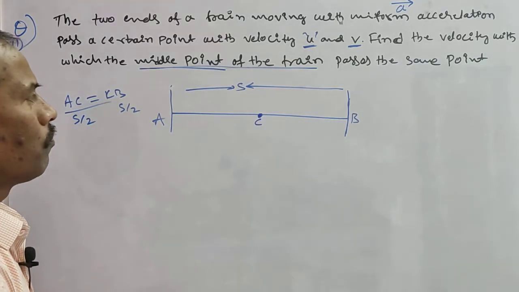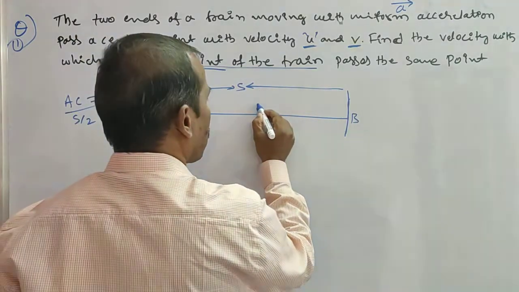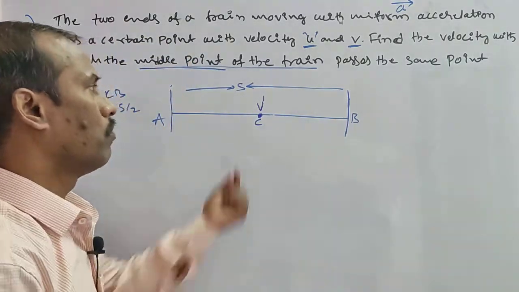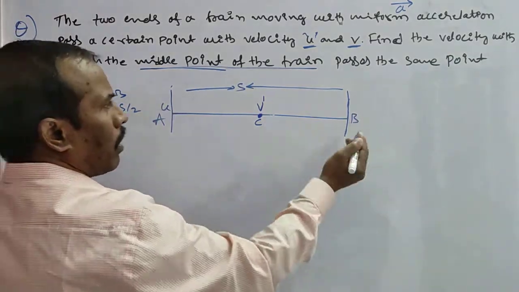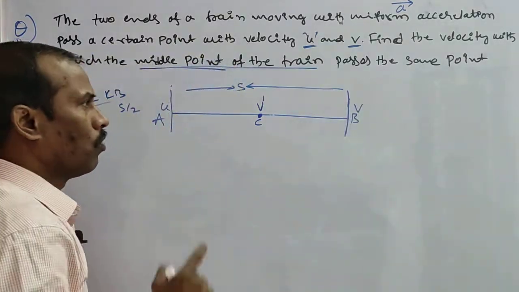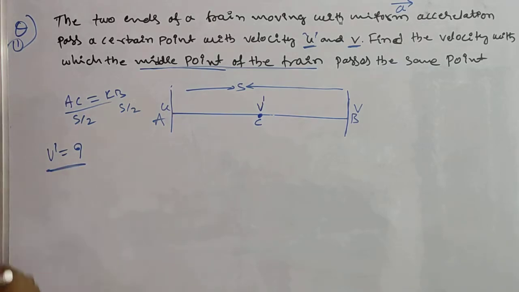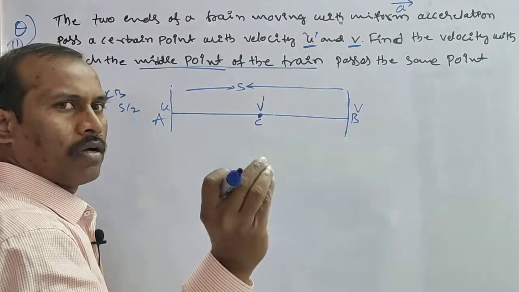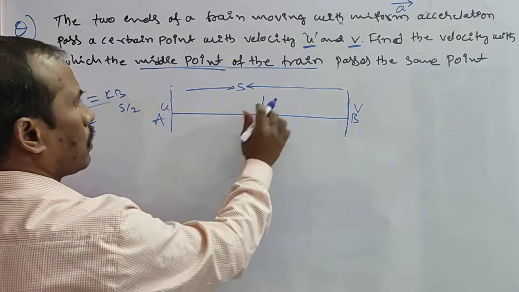Now find out the velocity of the train at the midpoint. So the velocity of the train at the midpoint, for example, is v prime. The initial velocity at one end is u, and at the other end the velocity is v. Now find out the velocity at the midpoint. So v prime is equal to question mark. Here C means the midpoint of the train, and v prime means the velocity of the train at the midpoint.